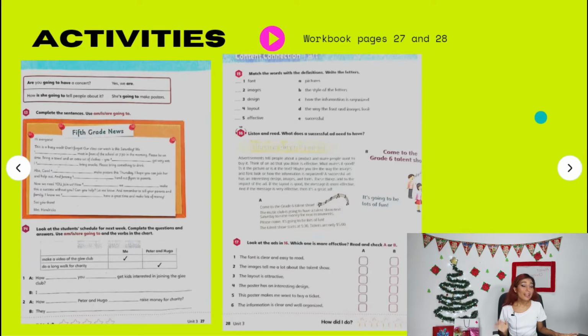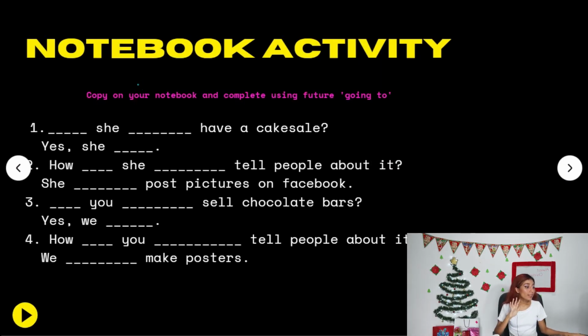So today we're going to do activities on the workbook, and these activities are about Unit 3, helping others. And yes, we are going to start by doing a review about the activities that we did the last week. Last week we did activities on the workbook on pages 27 and 28 about future going to, and then we did this activity that was for the notebook and it was also about going to.